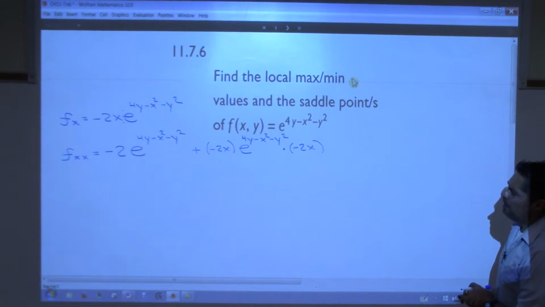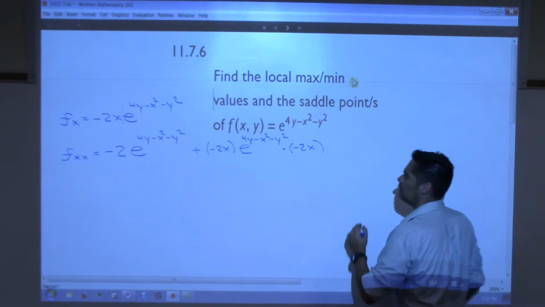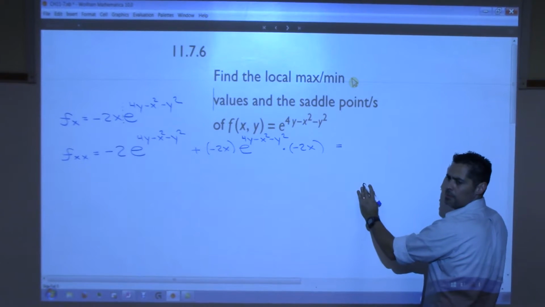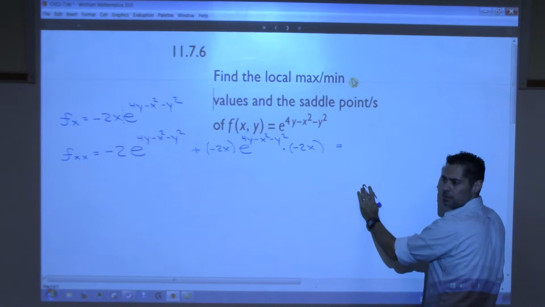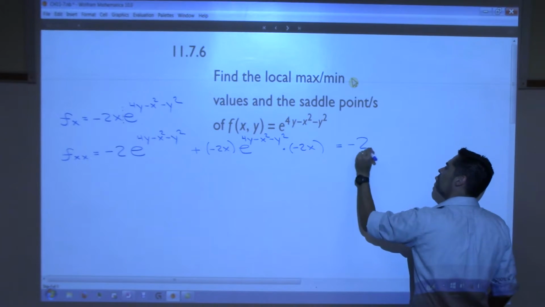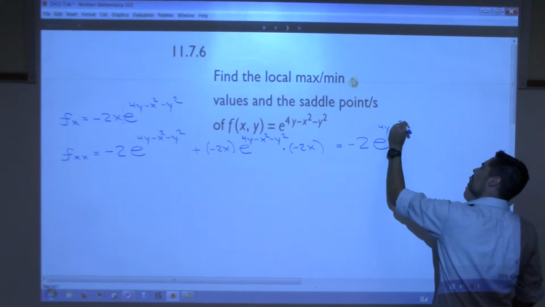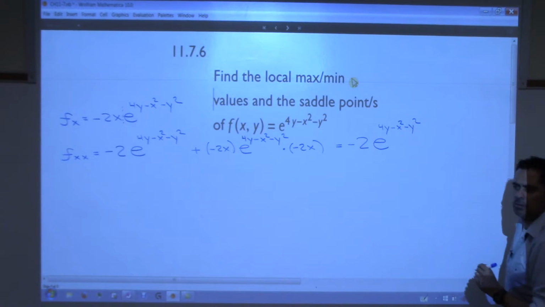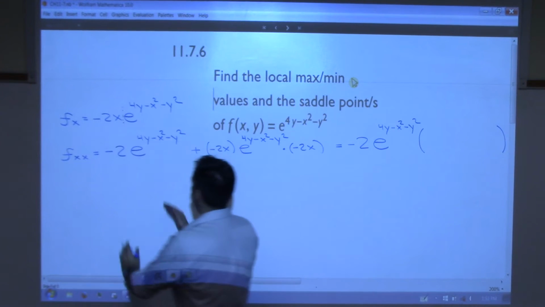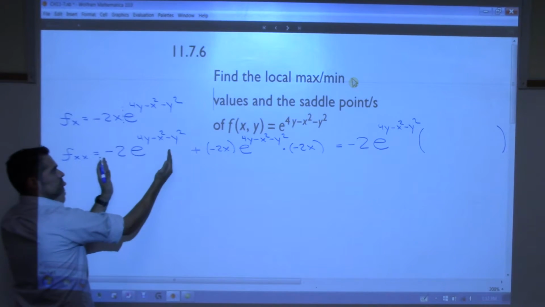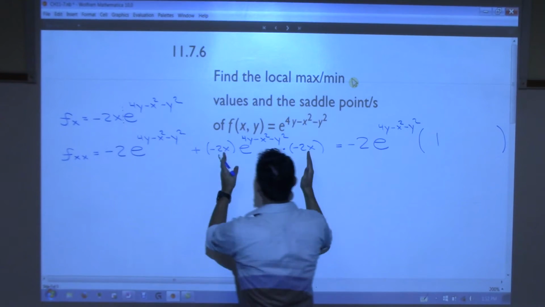See anything that those both have in common? Because there's like two terms, right? Here, here. Anything they both have in common? How about negative 2? They both have a negative 2, and they both have an e to all that junk. So why don't I pull a negative 2, e to all that junk out? When I pull that out, what am I left with? What would be left here if I pull that out? A 1. Okay. And what would be left here if I pull all that junk out?